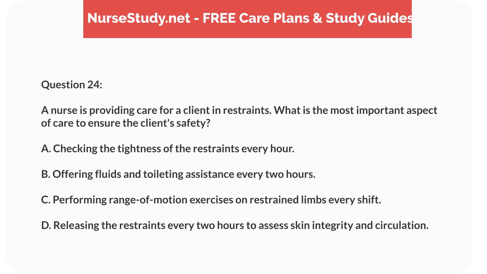Question 24. A nurse is providing care for a client in restraints. What is the most important aspect of care to ensure the client's safety? A. Checking the tightness of the restraints every hour. B. Offering fluids and toileting assistance every 2 hours. C. Performing range of motion exercises on restrained limbs every shift. D. Releasing the restraints every 2 hours to assess skin integrity and circulation.